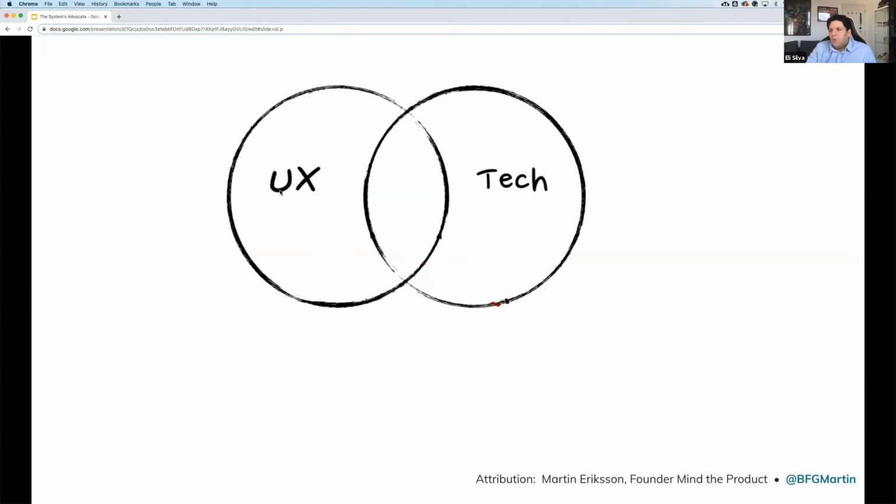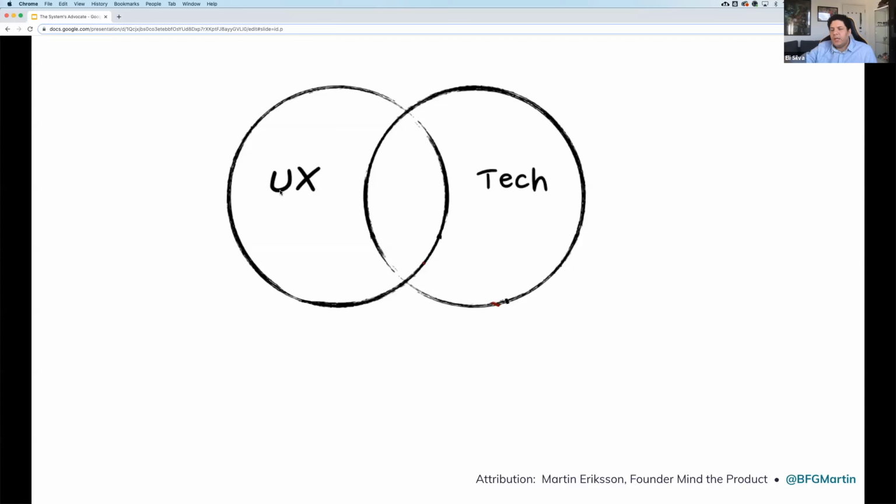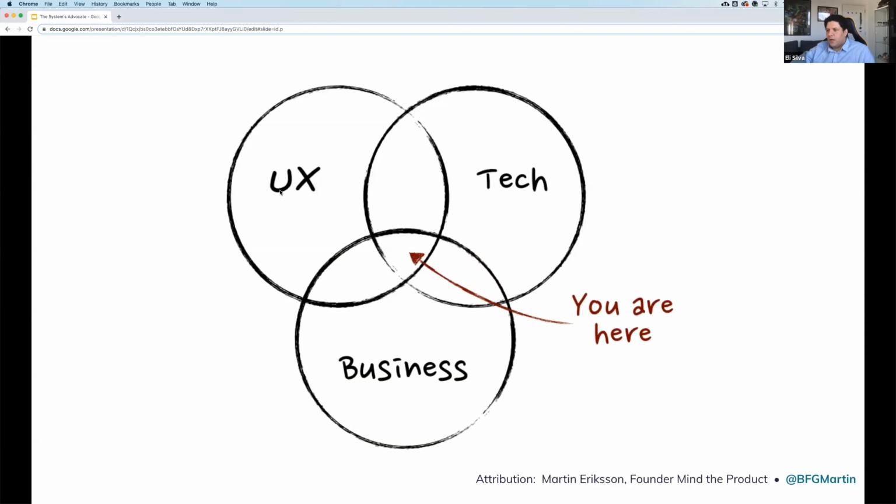One of the things I like to think about is that the first slide we've seen, this guidelines and resources thing, really represents the UX and tech part of design systems, which I think is really important. But I think that we as designers often underserve the discussion by not focusing on this third piece, which is business.